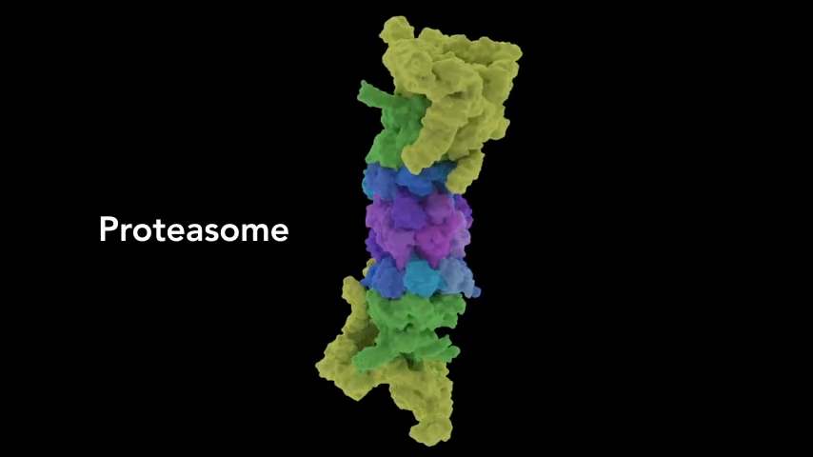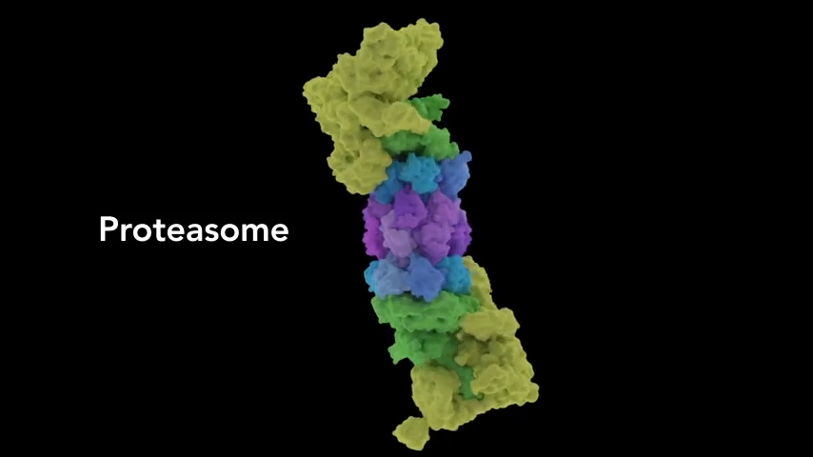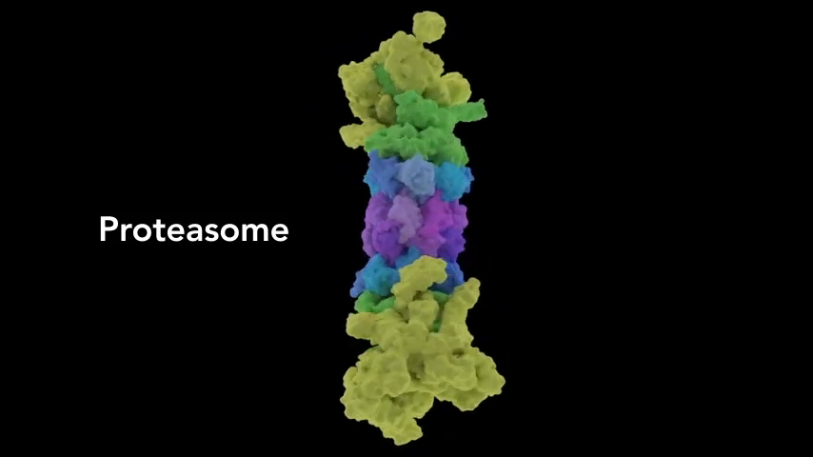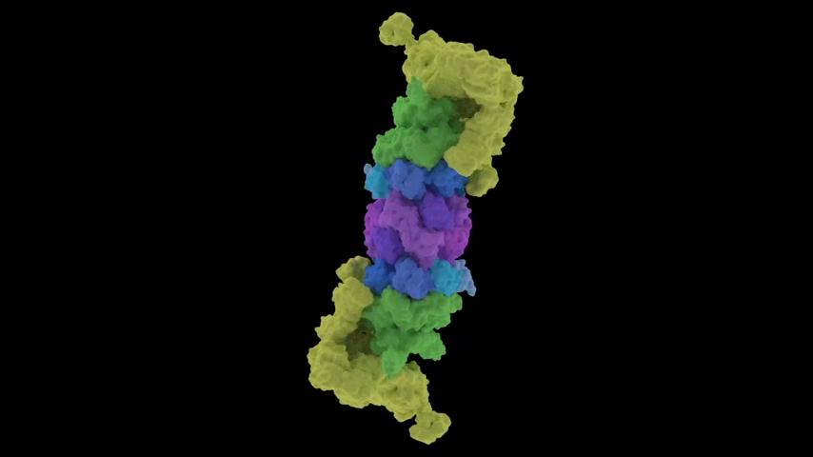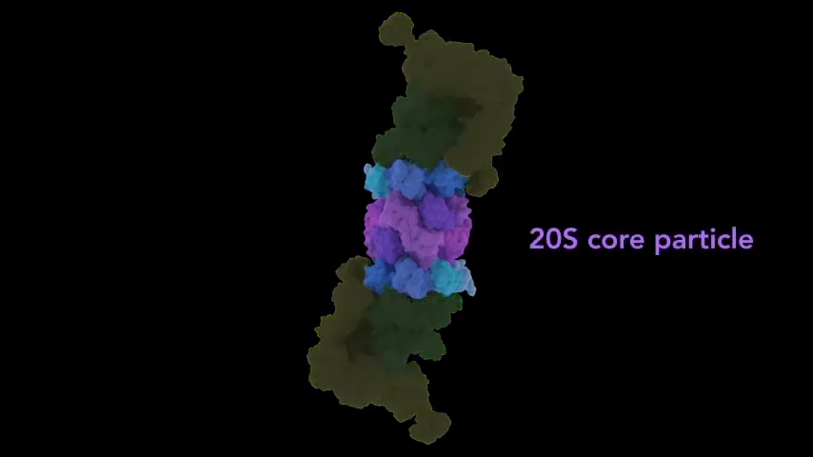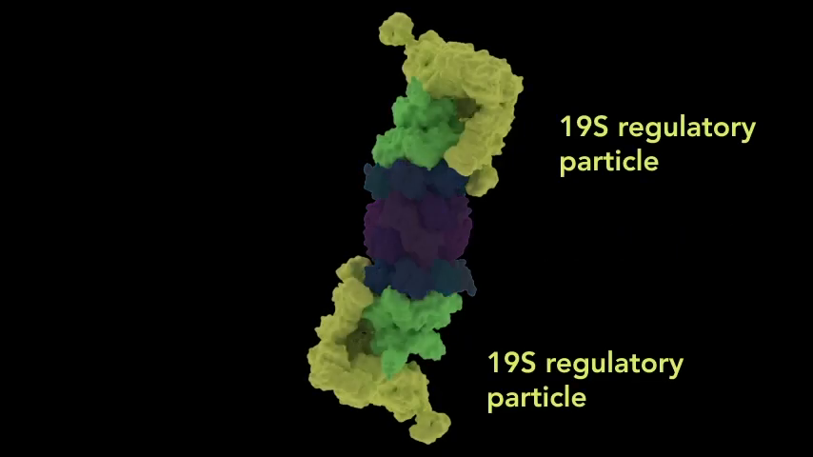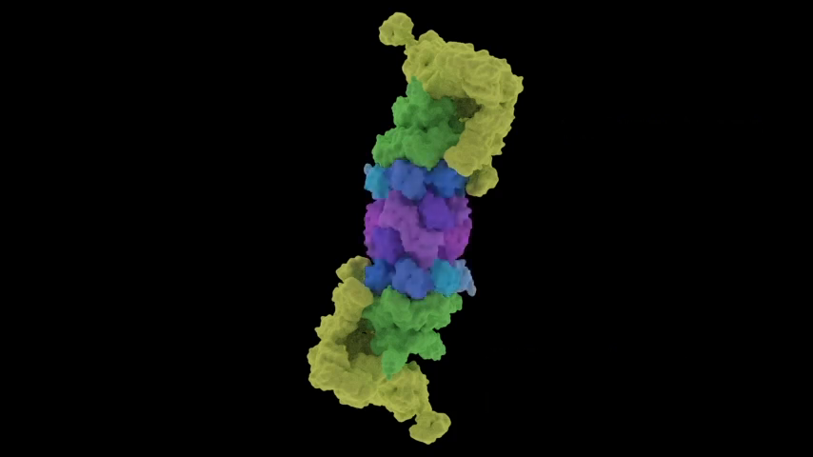The proteasome is a large multi-subunit complex that mediates the degradation of a wide variety of proteins in eukaryotic cells. The proteasome consists of a 20S core particle and two 19S regulatory particles that cap either end of the core particle and regulate entry of proteins to the proteasome core.